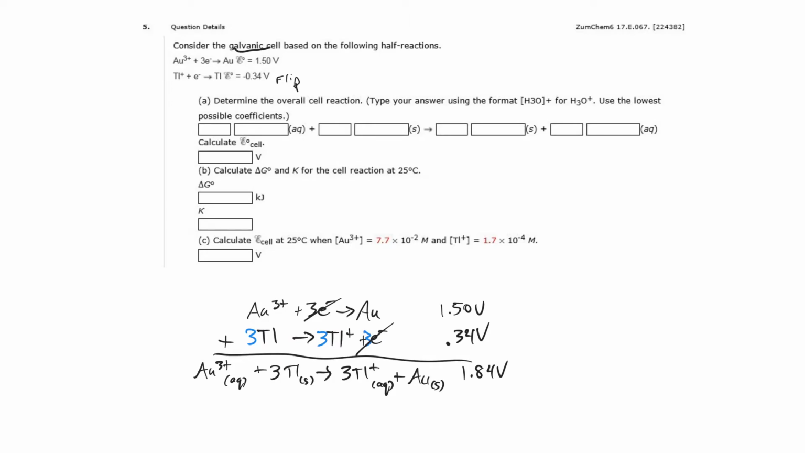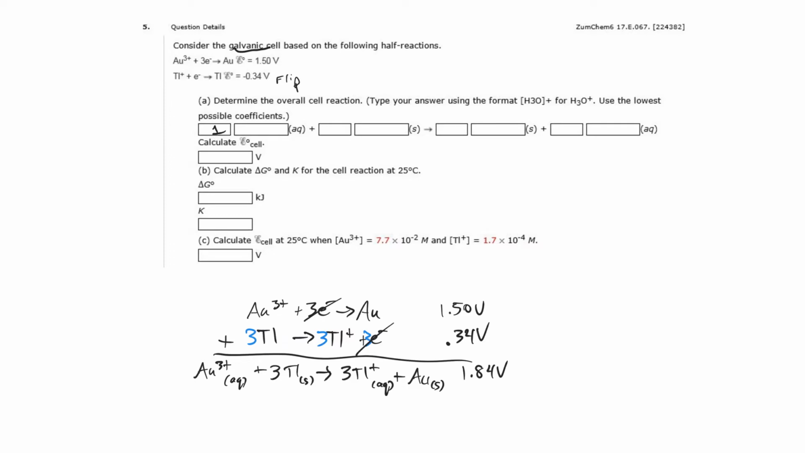In part A, they just want us to list that. Formatting warning here. They want in the first box a coefficient, and then in the second box the formula, and luckily this time they give you the state of matter. There's no third box for state of matter. So they're calling for, at first, the aqueous species. So that means, okay, that's the gold. Don't put the thallium there because that's not the aqueous species.